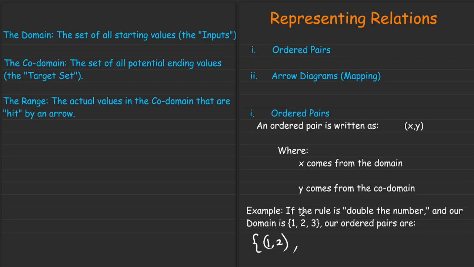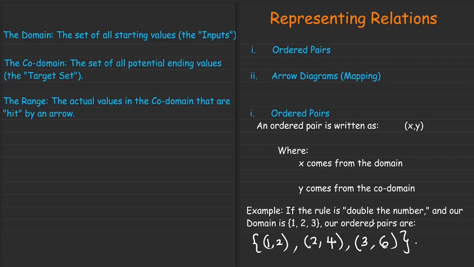Then we come to the next one, 2. From the domain, we have our 2, and then the double of 2 is 4. From the domain, we have our 3. The double of 3 is also 6. You see? So using the ordered pair method, this is how we can represent this relation.